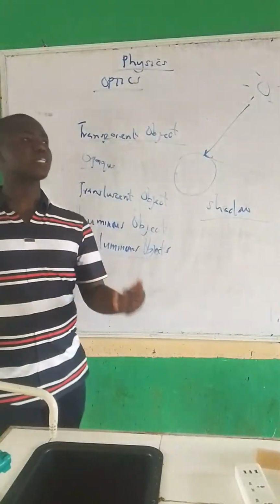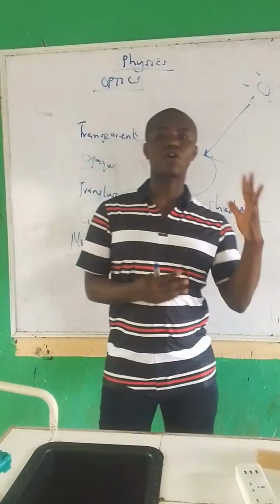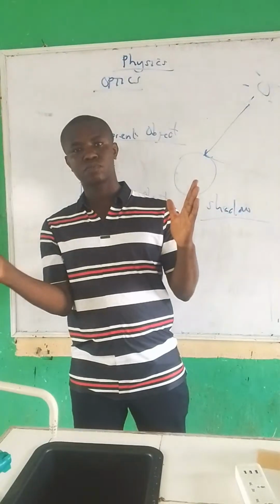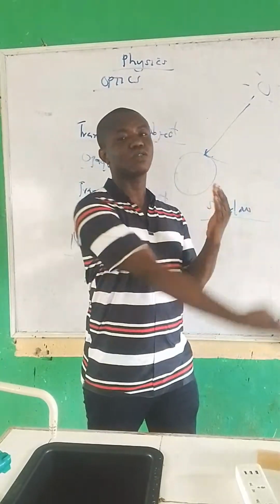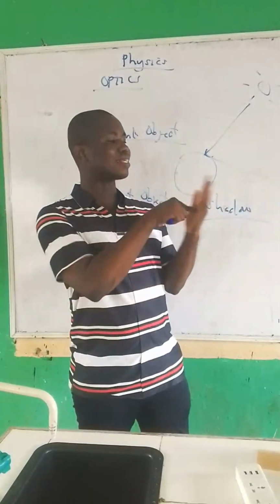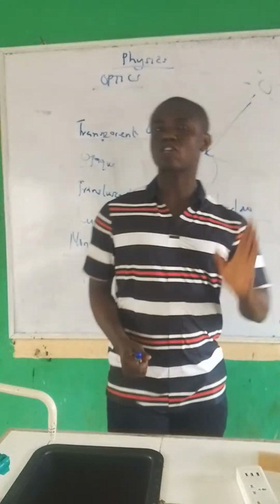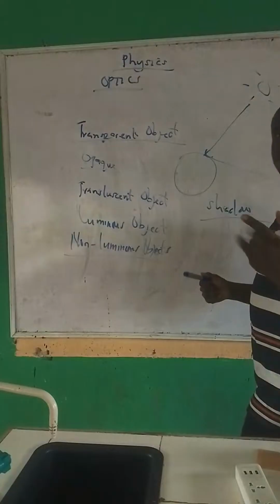So when an opaque object is in the path of traveling light, that opaque object will block off the light. The light will be incident on it and it will reflect. When the light reflects, at the back of that place a shadow is cast. The light cannot get to that shadow because the object is obstructing it. So that is basically how it is.